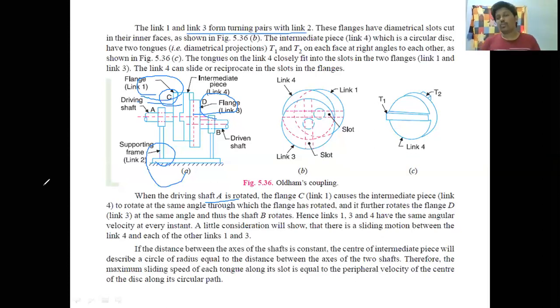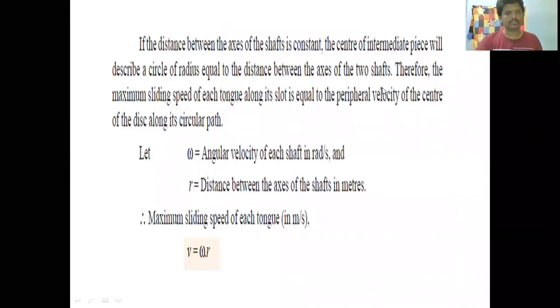Now, what we said is that when one shaft is rotating, the other shaft should also move at the same speed. To maintain that, the two flanges, flange 1 and flange 2, that means link 1 and link 4, should be identical to each other. They should move through the same angle. When link 1 moves through some angle, link 4 should also move through the same angle. Only then will the driven and driving shafts have the same speed, because both shafts are connected to have the same speeds.